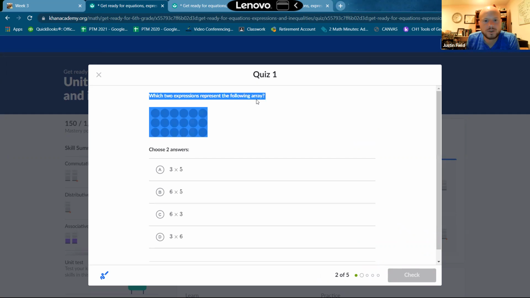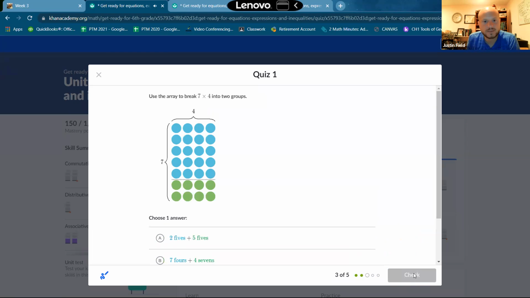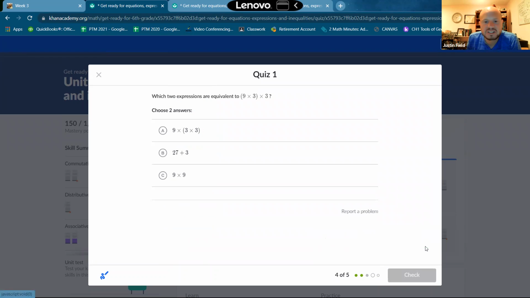Which two expressions represent the following array? Just like this, you might say, what do I put first, the rows or the columns? Doesn't matter because we're multiplying them together, right? So 1, 2, 3, 3 rows, and 1, 2, 3, 4, 5, 6 columns. So we can say 3 times 6 or 6 times 3. That's the commutative property. You can figure out that one. Skipping it.